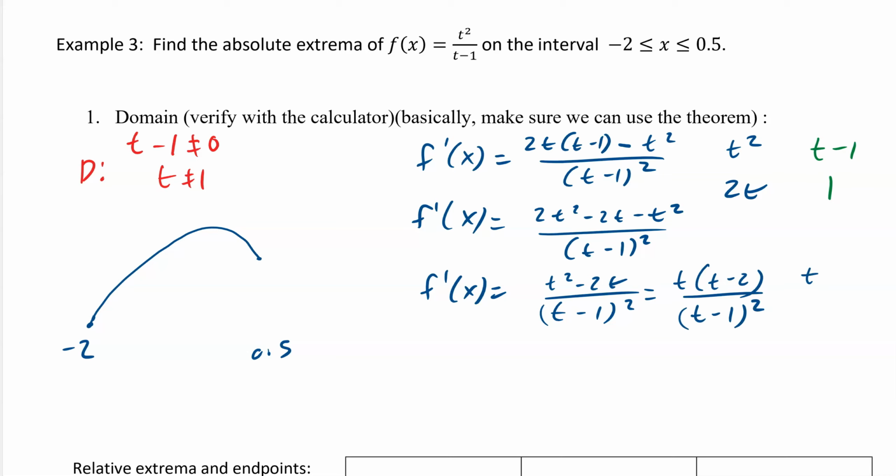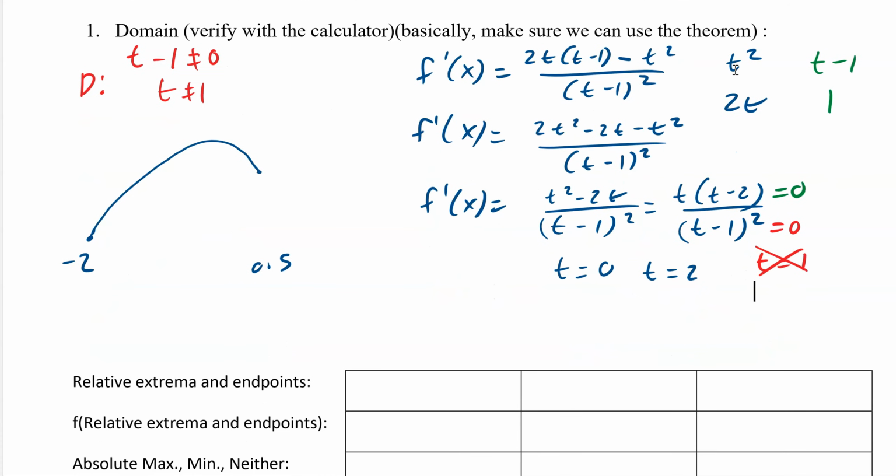So we get our critical numbers. Again, remember, top is equal to 0, bottom is equal to 0. And so we get our critical numbers at t equals 0 and t equals 2. Now we don't get to include the bottom one because t cannot equal 1. If I wrote that, which is fine to write, you then have to go back to your domain and cross it off. It started as a denominator, so it's going to continue as a denominator, and it's not going to be included. So now what we have is 0, 2, and -2 to 0.5.